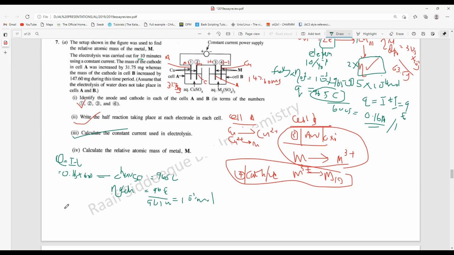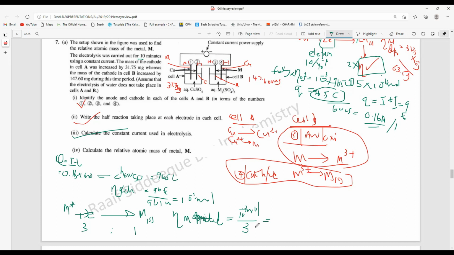Now you come back to the next reaction, that is M3+ gets 3 electrons to form M solid, right? So now the stoichiometric ratio is 3:1. So to get the number of moles of M deposited, you need to divide the electron moles by 3. So it is basically 10 to the power minus 3 moles divided by 3. That is the number of moles of this one.